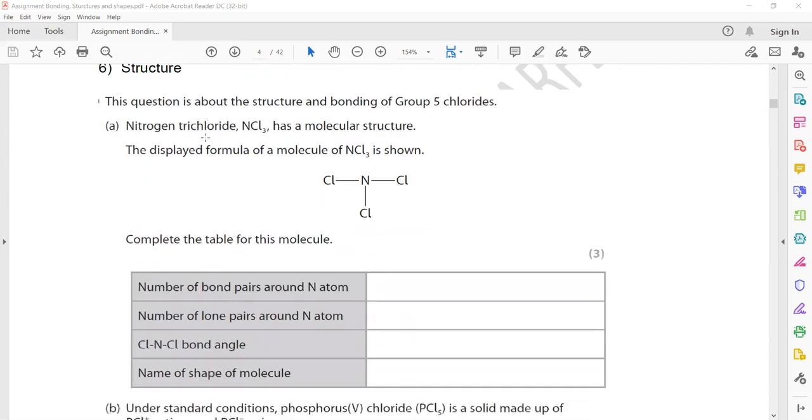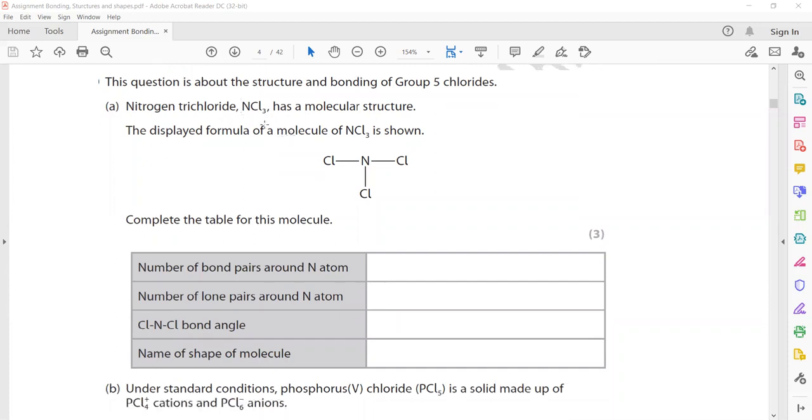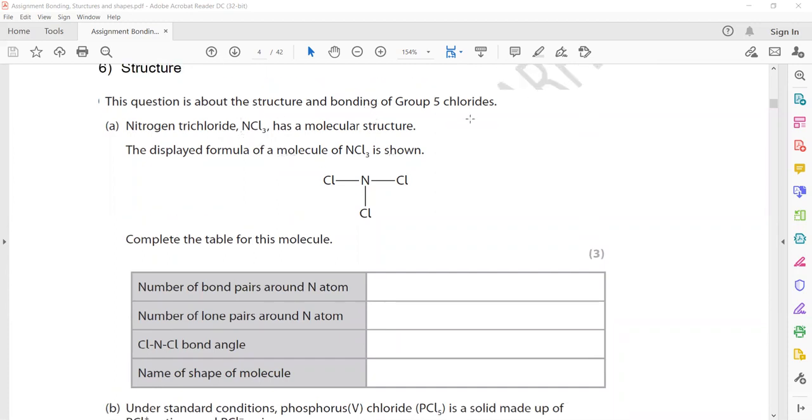Next, question 6, which is a structure question. This question is about the structure and bonding of group 5 chlorides. Nitrogen trichloride has a molecular structure. The displayed formula is shown. Complete the number of bond pairs.